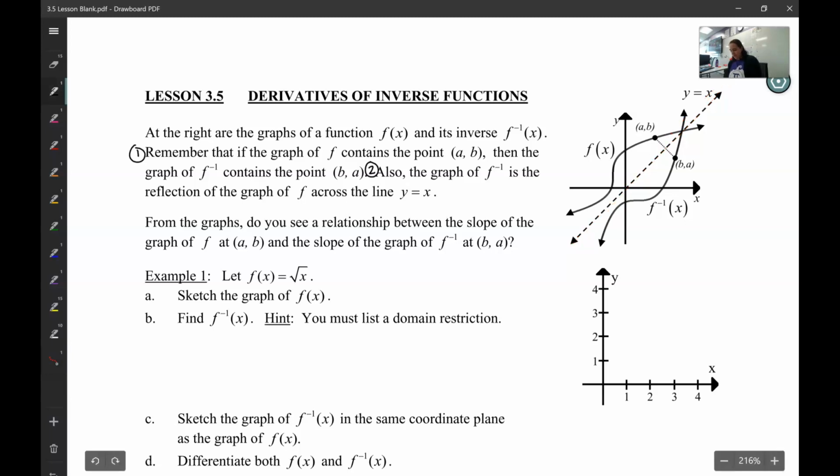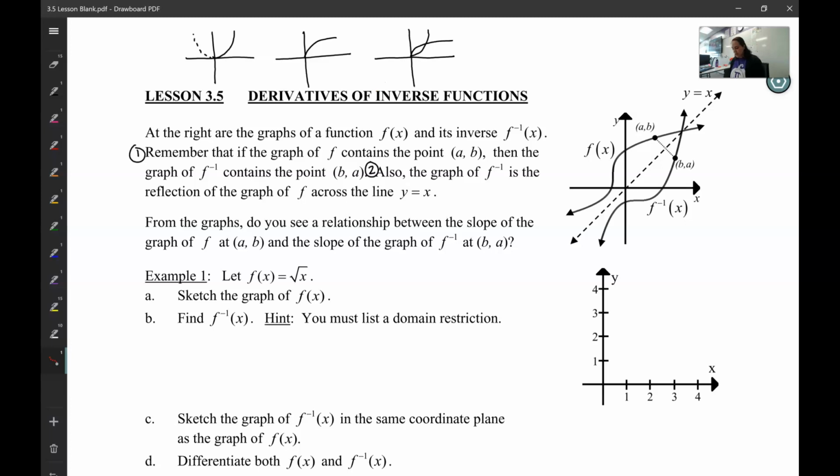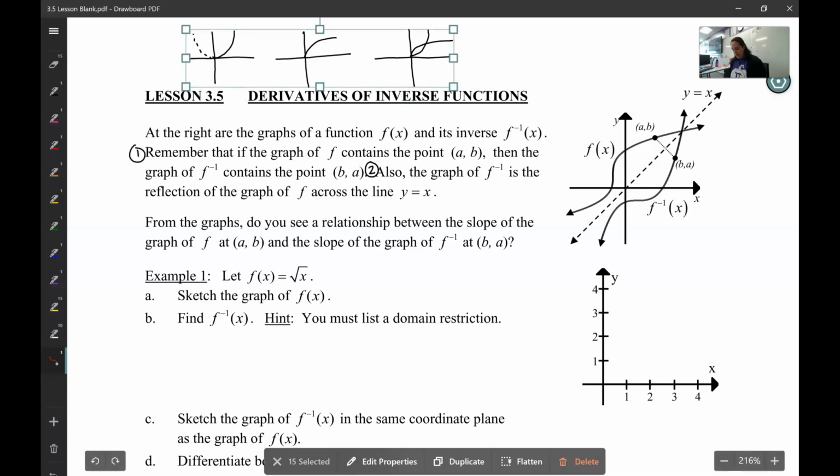For example, if I take the parabola, I'm only going to take one side of it. And we know that the inverse of x squared is a square root. Square root looks like that. If I were to put them both on the same graph, they are reflections across that diagonal line. That's the definition of what an inverse is and how you can see it on the graph.